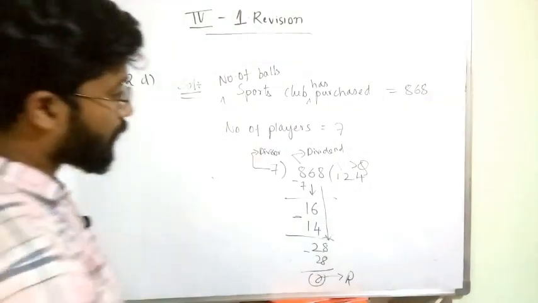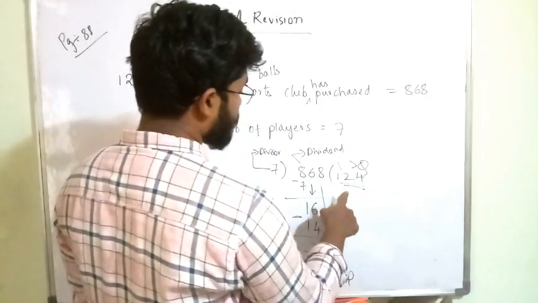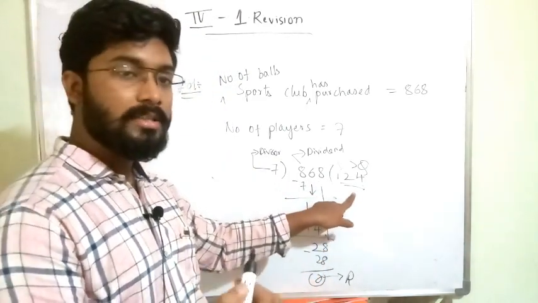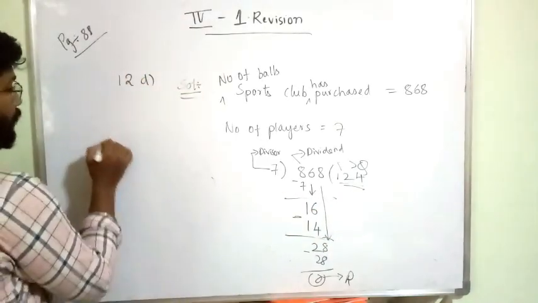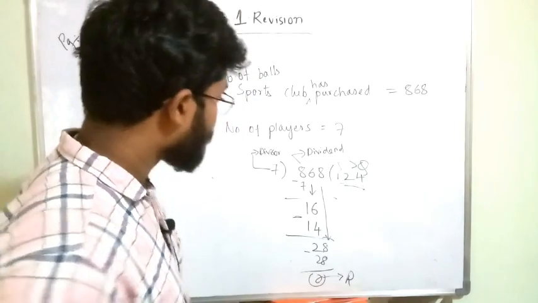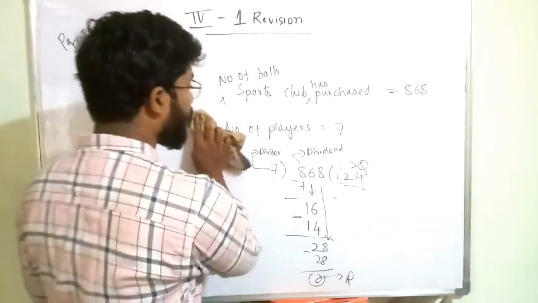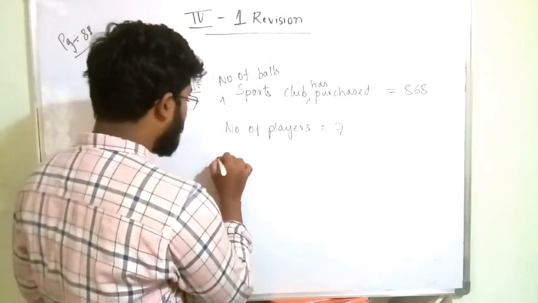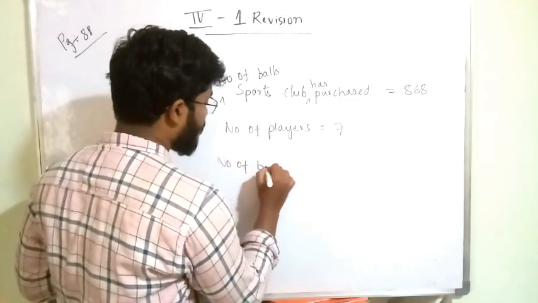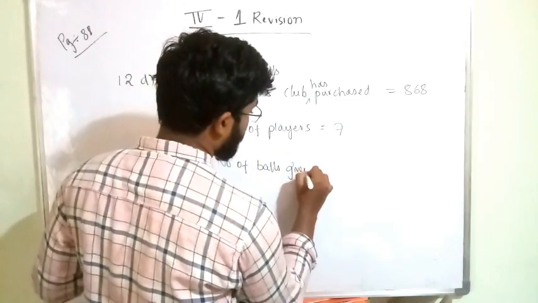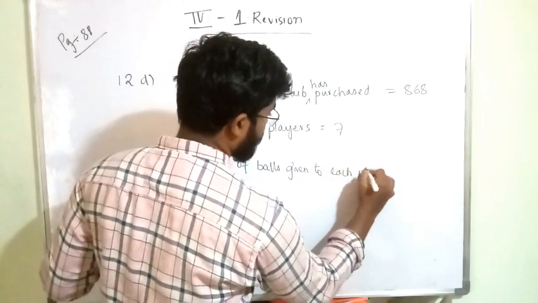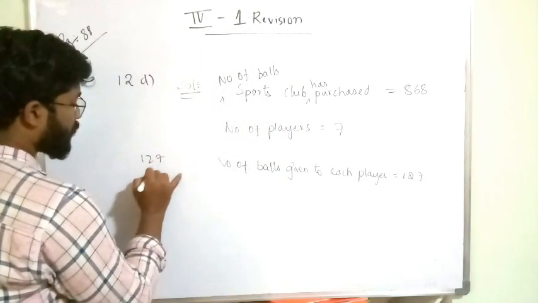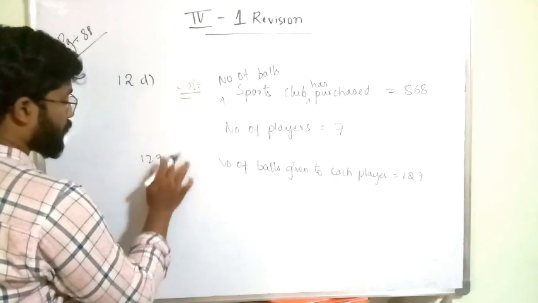So whatever the quotient is here, for each player he is asking, no? So the quotient gives the number of balls given to each player. Okay, so I am rubbing this. After doing this division, what you have to write? Number of balls given to each player is how much? 127, I think. Yes, 127 into 7 only, I think. Okay, sorry, 124.